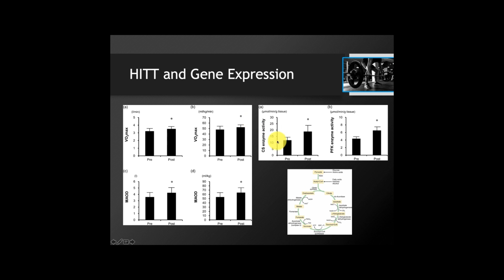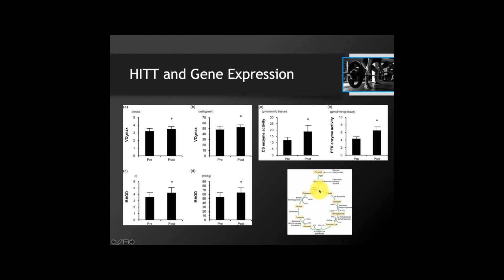So on this side here, we have CS enzyme activity. So CS is citrate synthase. You guys should remember that from exercise physiology. And if you don't, that's this enzyme right here. And what does that enzyme do? Well, it takes pyruvate, right? That's coming in from glycolysis. Glycolysis gets converted to acetyl-CoA. Acetyl-CoA is a 2-carbon molecule, right?